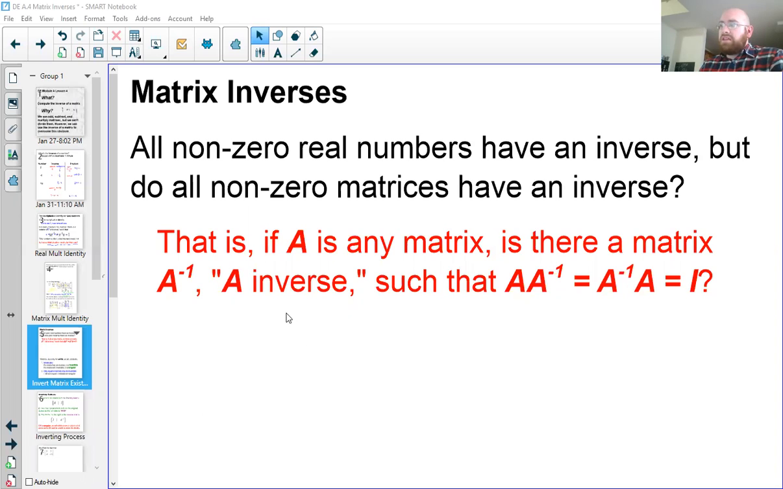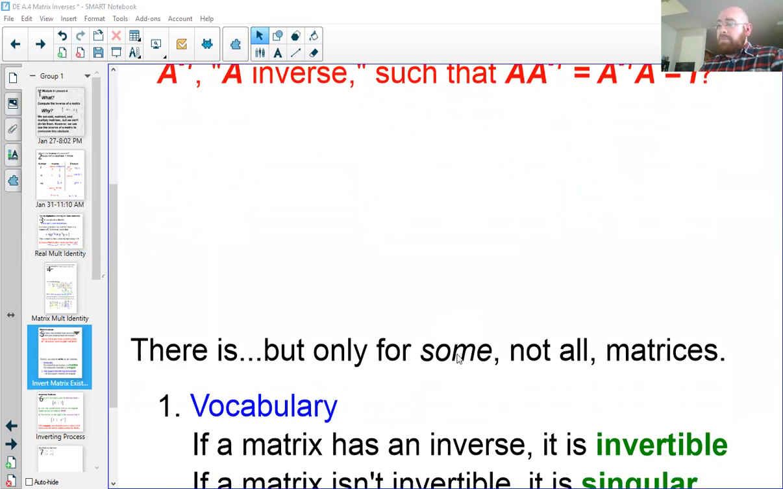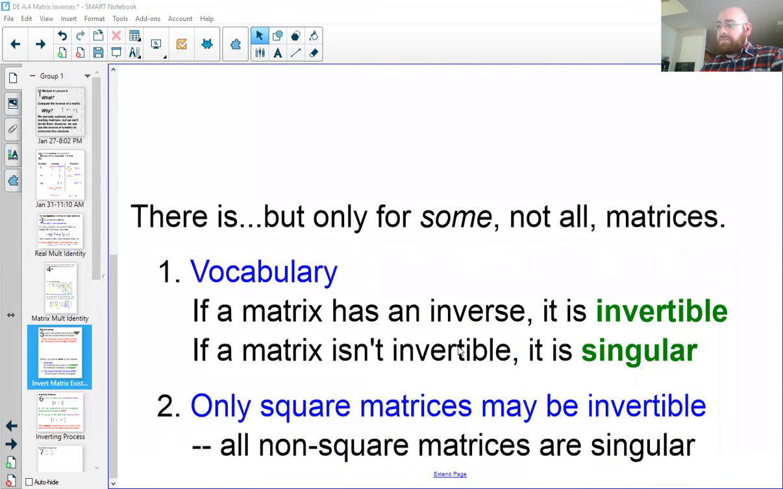If we were to say this in more mathematically precise language, we would say if A is any matrix, is there a matrix A inverse such that A times A inverse and A inverse times A is equal to the identity matrix? You maybe can predict that this is going to be true, or we wouldn't be talking about it, but it's only true for some, not all matrices.